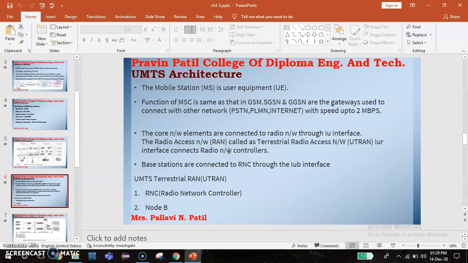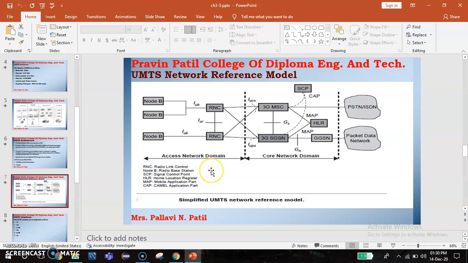The radio access network, that is RAN, is called the UMTS terrestrial radio access network, UTRAN. The Iur interface is connected to the radio network controller. The base stations are connected to the RNC through the Iub interface. UTRAN is divided into two parts: the RNC, that is the radio network controller, and Node B. This is the UMTS network reference model.